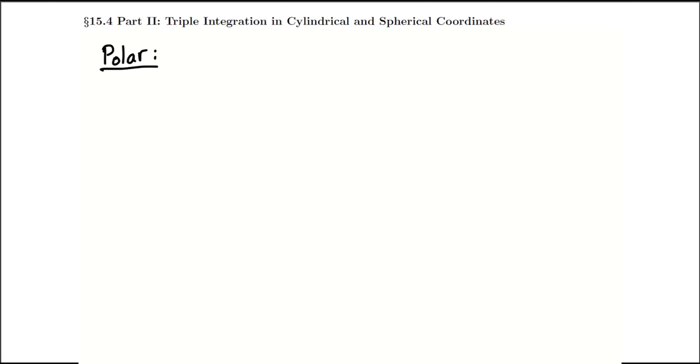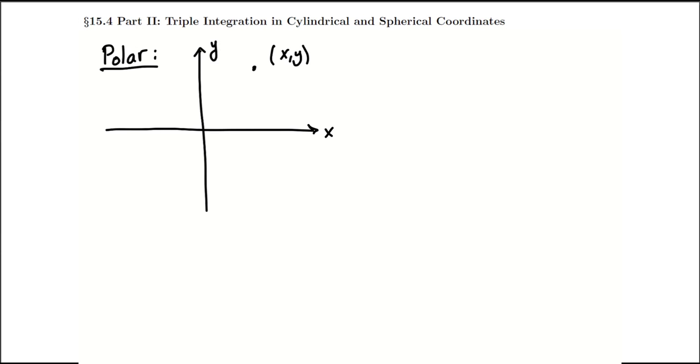So polar is used in 2 dimensions. So here is a plane, 2 dimensions. Let's say x and y. And if you have a point in the xy plane, we can give it coordinates. In Cartesian, it would be x comma y, where this is the y value of the point, and that's the x coordinate of the point. Nothing new, nothing earth-shattering right there.